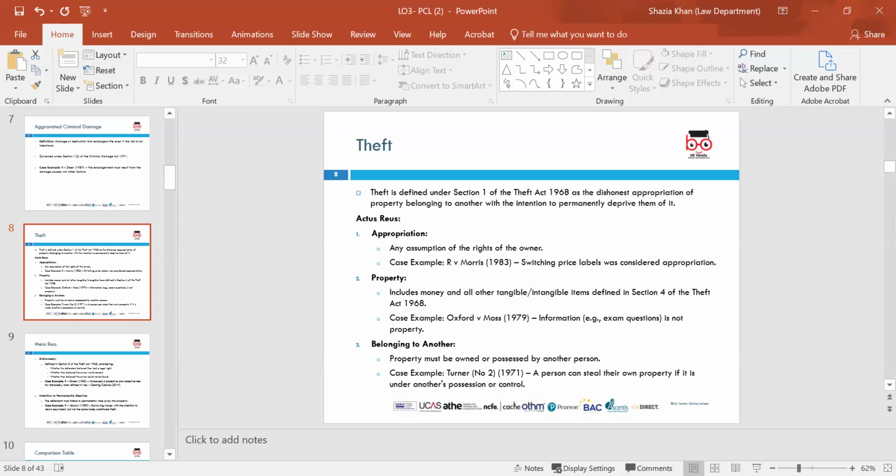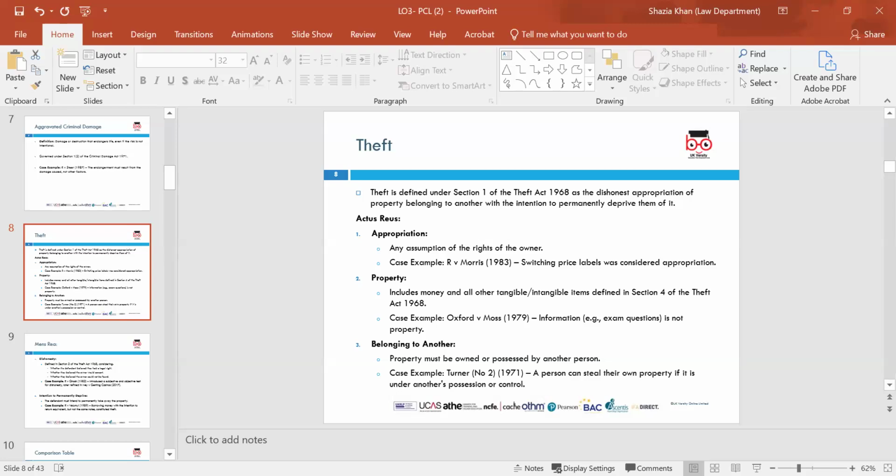So in the R v Morris case, 1983, the defendant switched the price labels in supermarkets so that when they reached the checkout, they were unknowingly charged at a lower price than intended by the shop assistant. The defendant was charged with theft but protested the charge, claiming no appropriation took place.